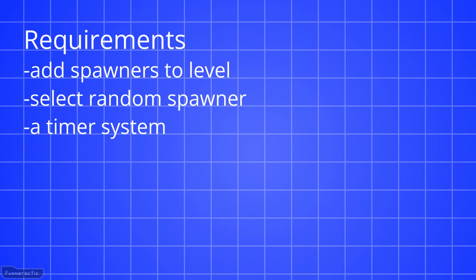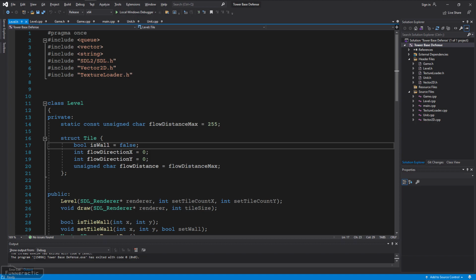There's a class called level, which stores all the information for things such as whether a tile is a wall or not. This is where the location for the spawners will be stored as well. There's a structure that contains all the information for each tile. One of the variables is called isWall and is of type Boolean with a default value of false, meaning that by default, every tile is empty. Of course, if it's set to true, then it means that the tile is a wall.